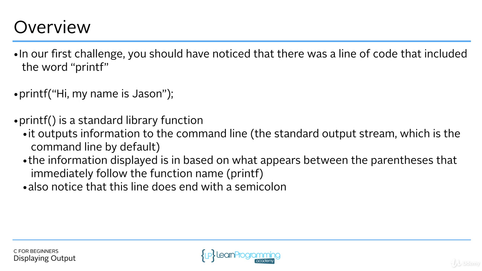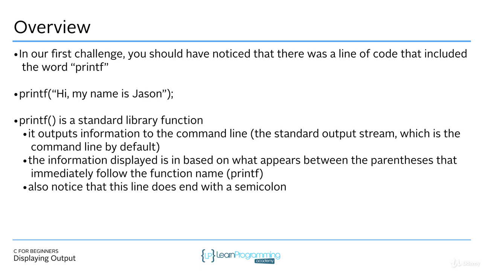The information displayed is based on what appears between the parentheses of the function itself in the double quotes. So everything inside those double quotes is going to display. Now the printf function itself can get much more complicated using format specifiers, which we're going to discuss later. But the basic information is you just print out words and text. And anything in between those double quotes is going to be displayed to the output.